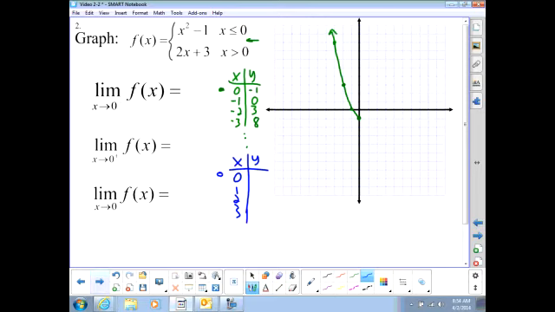So when we put 0 into our 2x plus 3, we get back 3. 2 times 1 plus 3 is 5. 2 times 2 plus 3 is 7. And then when we put 3 in, we'll get 9.